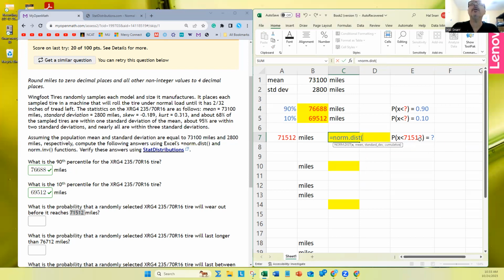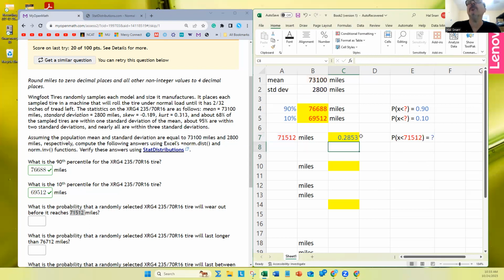So I want to use norm.dist. Why? Because norm.dist asks me for the value on the x-axis, right? It says input the value on the x-axis. In this case, 71,512. And then it asks me for the mean. To enter the mean, I'm going to type M. And then it's going to ask me for the S. And then I need to say true because we want the cumulative distribution.